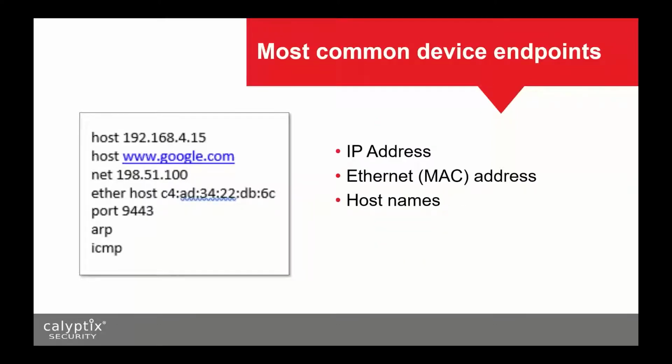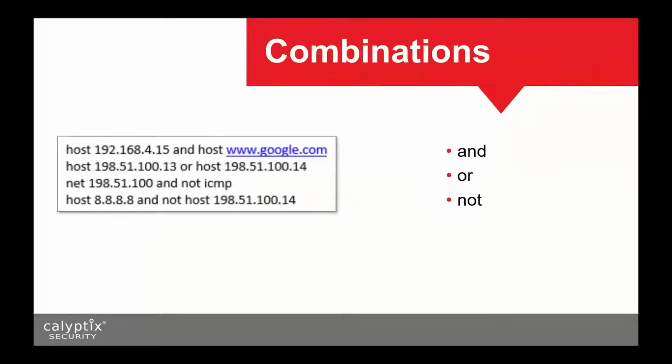Now, the most common device endpoints are displayed here: IP address. If you want to see a MAC address, you can do that as well. You can also see host names too. We also have operators, so you can string together these and, or, not commands to further narrow down whatever you're trying to investigate.